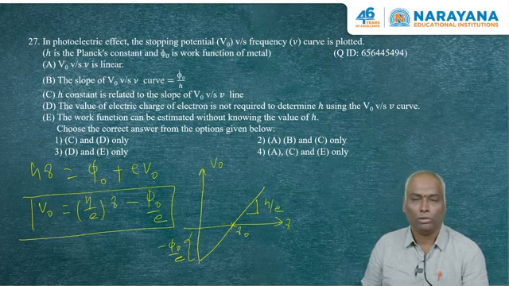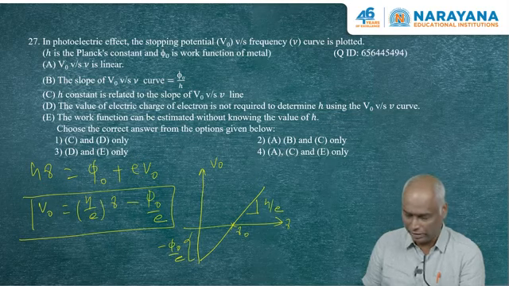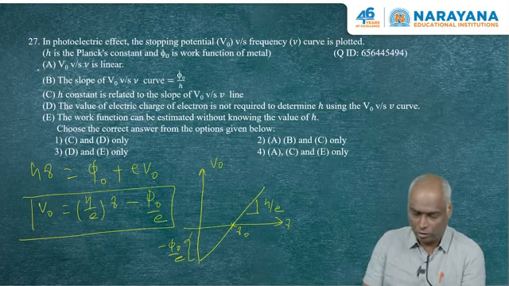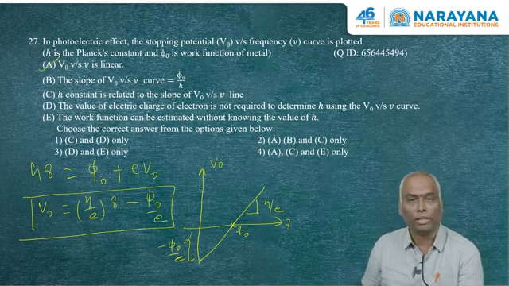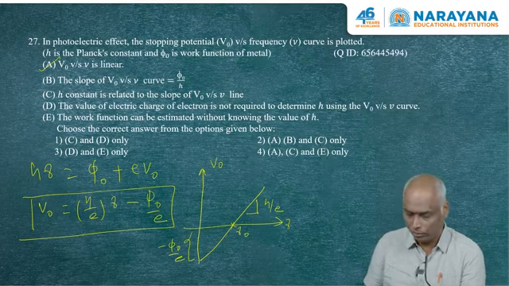Now let us look into the statements which are given. The first statement says that V0 versus nu is a linear graph. Of course, we got a straight line, so statement A is correct. Next one, the slope of the V0 versus nu curve is phi naught divided by h. Whereas if you look at the graph, the slope is h by e. So this statement is wrong.